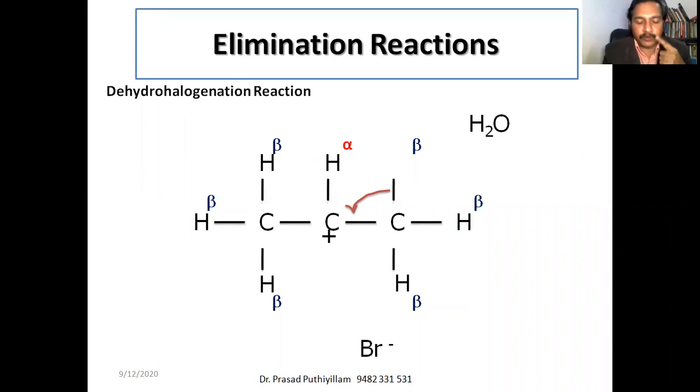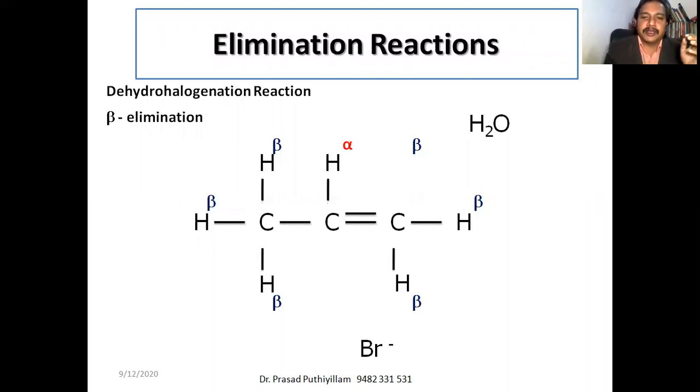Br minus goes away, leaving a positive charge on the carbon, and the hydrogen is removed as a proton, H plus. The double bond is formed and the positive charge is neutralized, and we get a product which has a double bond. We call them alkenes. So dehydrohalogenation of alkyl halides gives alkenes. If this type of elimination reaction takes place and we get alkenes, we call it beta elimination.